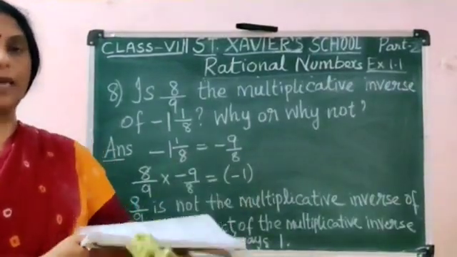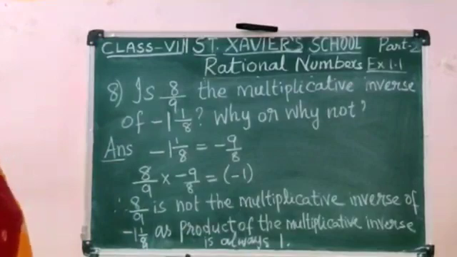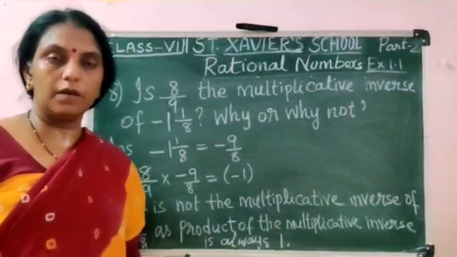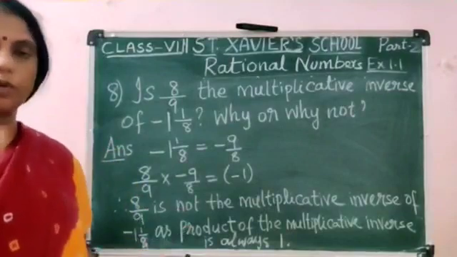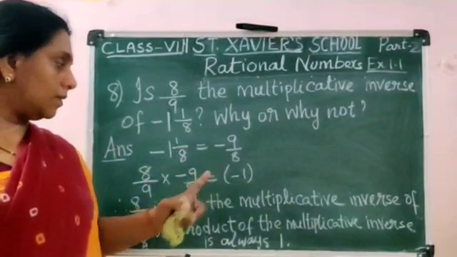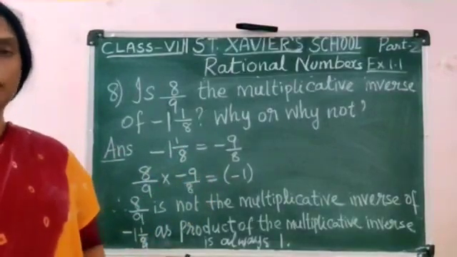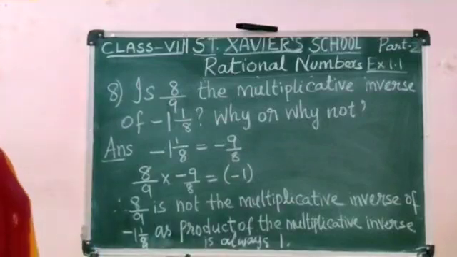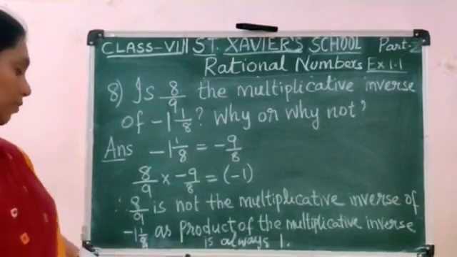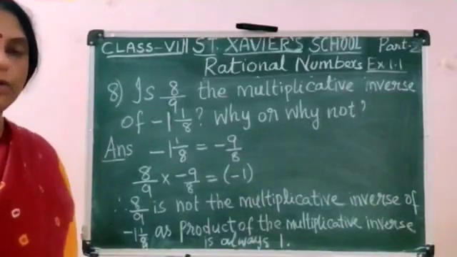Now question number 8. Is 8 by 9 the multiplicative inverse of minus 1 by 8? Why or why not? So the answer is minus 1 by 8. It is a mixed fraction, so we will convert it into an improper fraction. 1 8s are 8, 8 plus 1 is 9. So minus 9 by 8. So 8 by 9 into minus 9 by 8, we are getting the answer as minus 1. So 8 by 9 is not the multiplicative inverse of minus 1 by 8, as the product of multiplicative inverses is always 1.